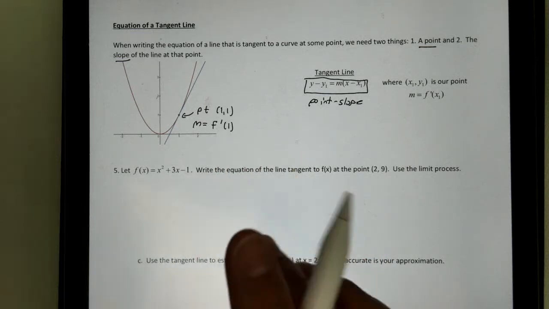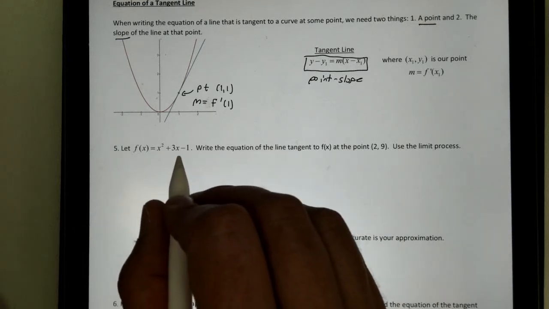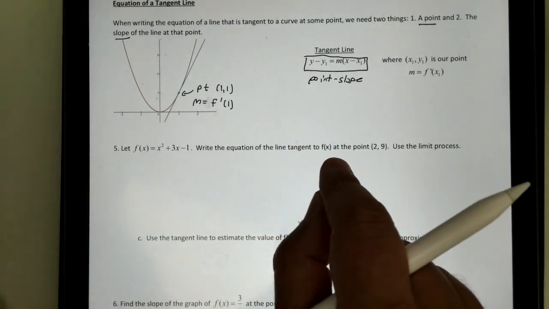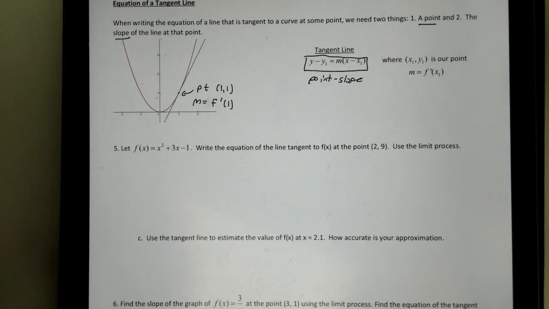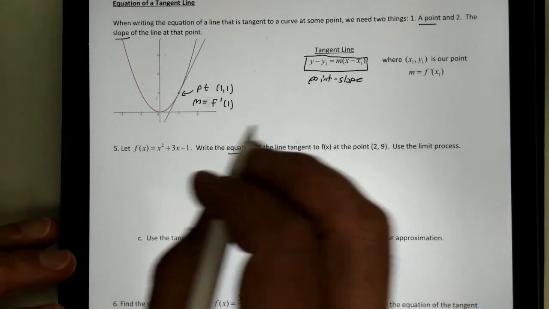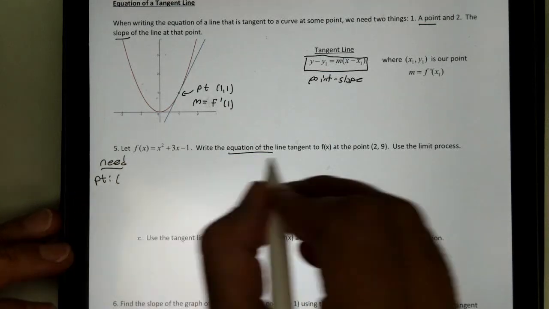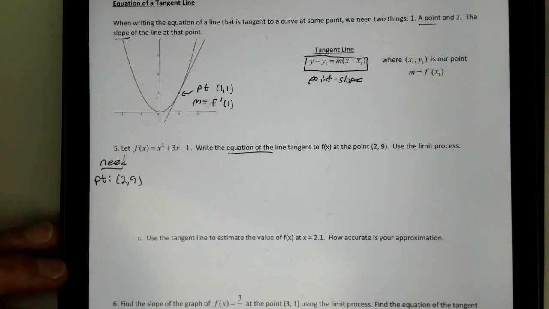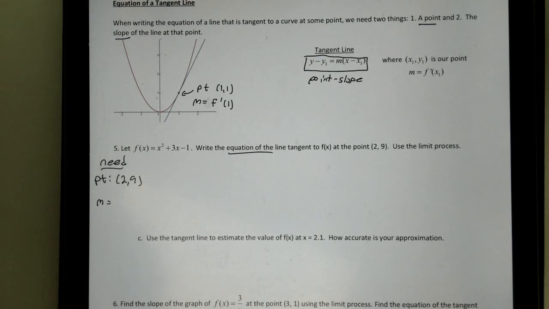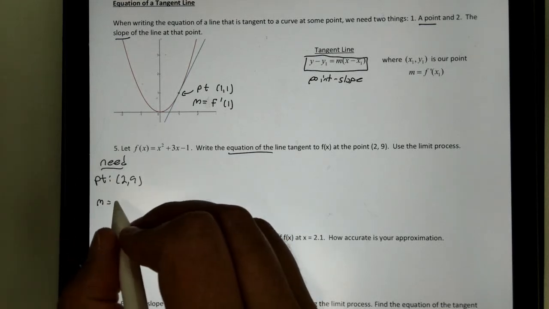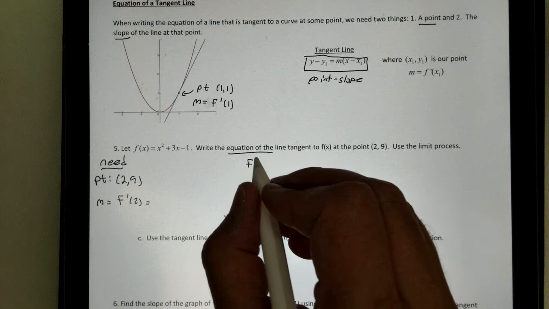Let f of x be the following function. We want to write the equation of this, x squared plus 3x minus 1. We want to write the equation of the tangent line at 2, 9. Use the limit process. So the first thing we have to do, if I want to write the equation of a tangent line, I need a point. So what do I need? One, I need the point. Here they're lucky, we're going to give it to you at the beginning. Next, we need to know what the slope is at that point. So to get the slope, this comes from the derivative at 2. And to do that, I am going to use my definition.